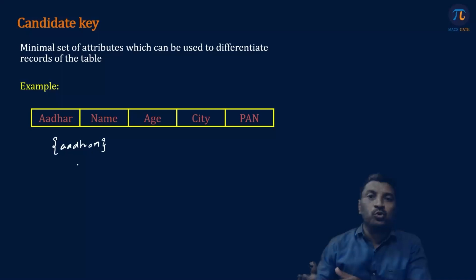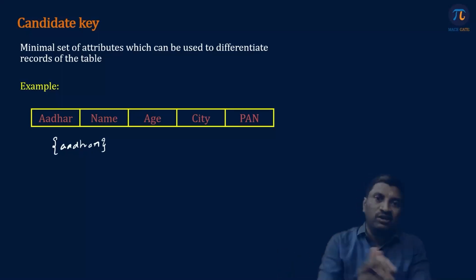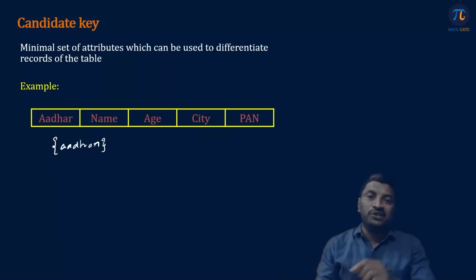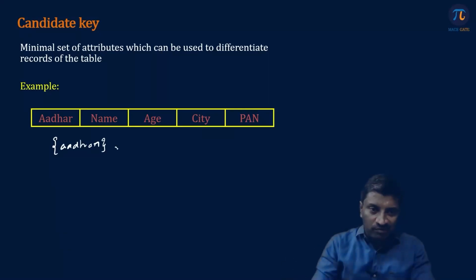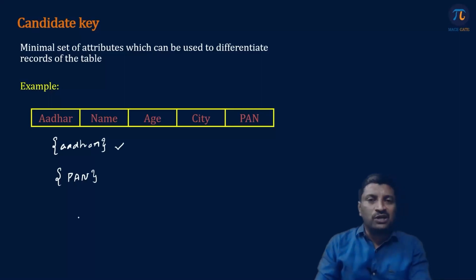When the set is having two or more, then we need to verify whether it is minimal or not. But here we are having only one attribute. So surely it will be a minimal set of attributes, and it also can be used to differentiate the records of the table. So this is an example of a candidate key. Is that fine, sir? Similarly, what about PAN number, sir? PAN number is also not same for any two persons. So that can be used to differentiate any two persons, and this is the minimal set. So this is also an example of a candidate key.